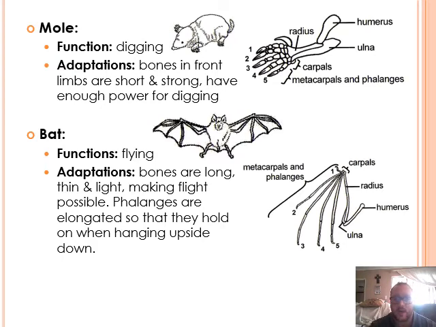Its function is to dig, okay? And to dig, you need to have a shovel-like structure. So you can see its structure on the right-hand side over there. Its adaptations are that the bones are in front, the front limbs are short and strong and have enough power for digging. They've also got very pointed bones at the end of their fingers to actually allow for that digging to occur. Remember, they also lost their eyesight.